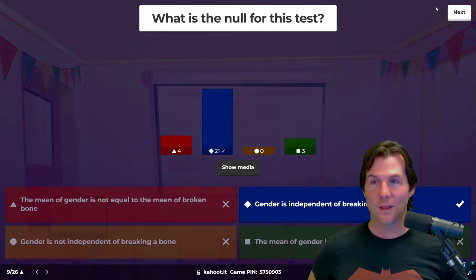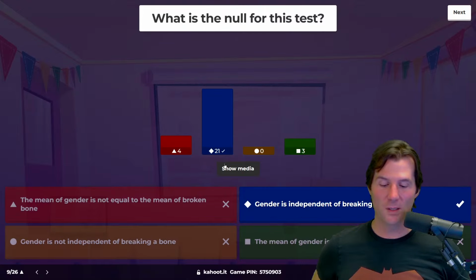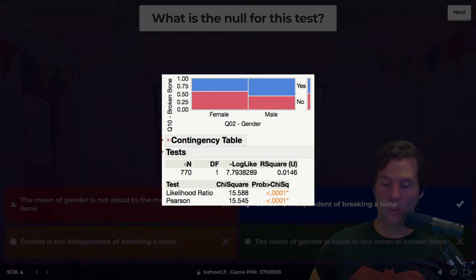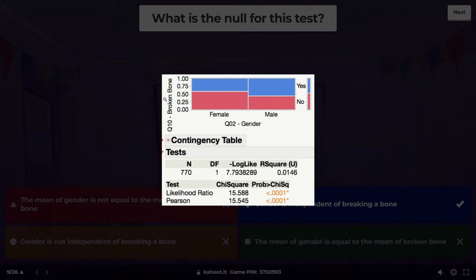Not always. That's when we do the chi-squared test of independence. When you do the chi-squared test of independence, which is chapter 19, we simply put independent between the two things right here. Gender is independent of breaking a bone, and we see it right there. The alternative is going to be gender is not independent of breaking a bone. So independent null is only for the chi-squared. For the others, we will use the following format.